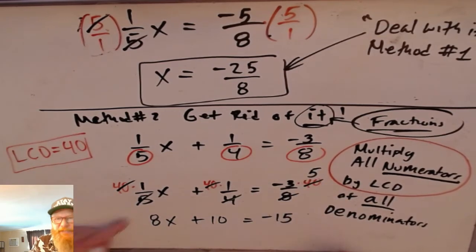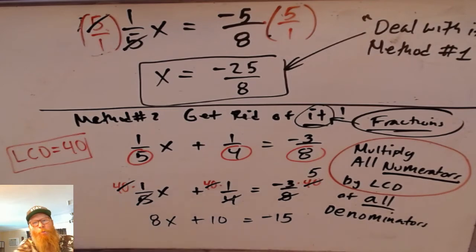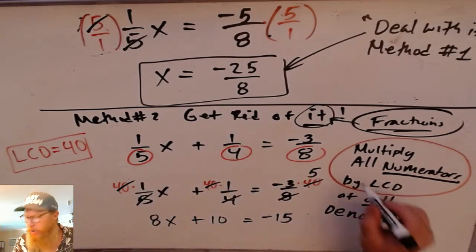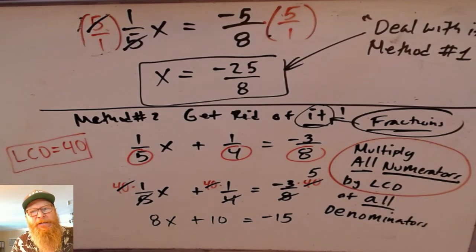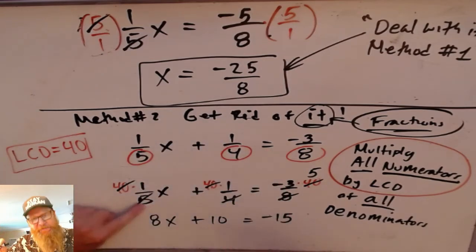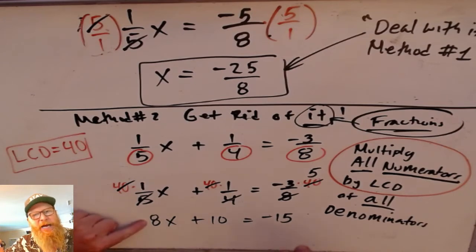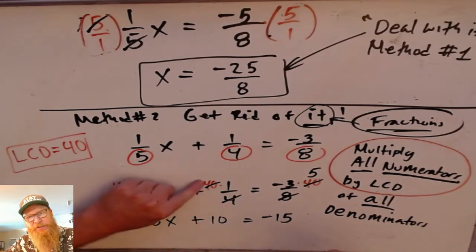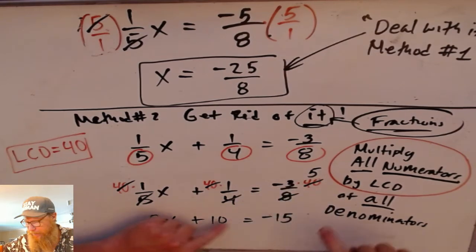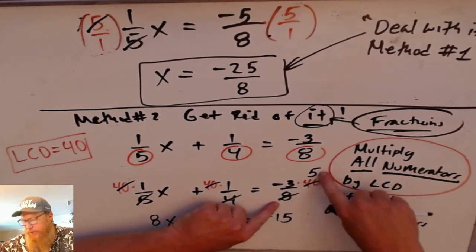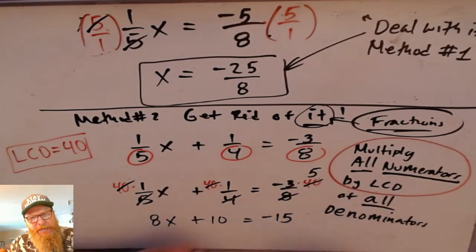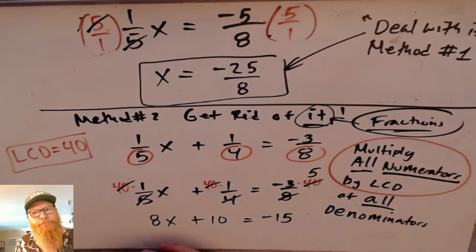You see how nice that is? Look at that. In one pass, 40, 40, 40, I just multiplied all of the numerators by 40. And then the denominators just disappeared. Look, 5 went into 40 8 times. 4 goes into 40 10 times, and then I multiplied 10 times 1 and got 10. 8 goes into 40 5 times, and then I multiply 5 times -3, and I got -15.